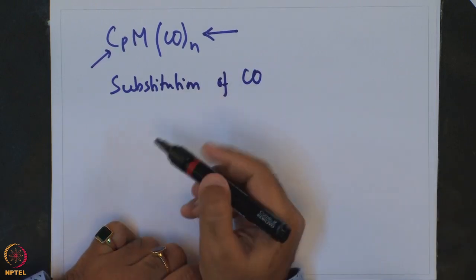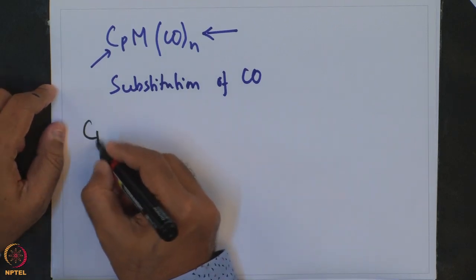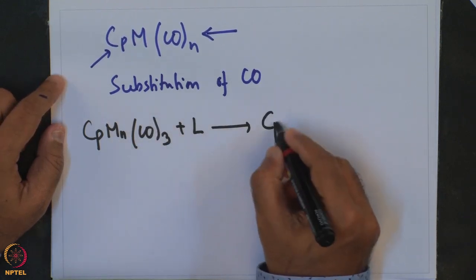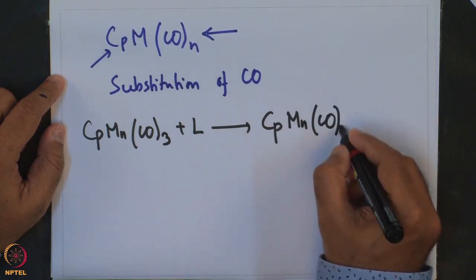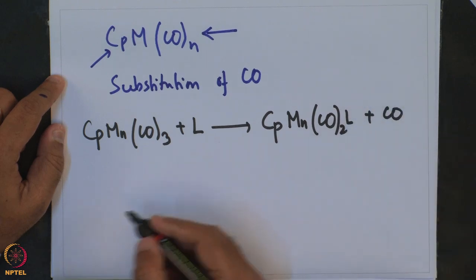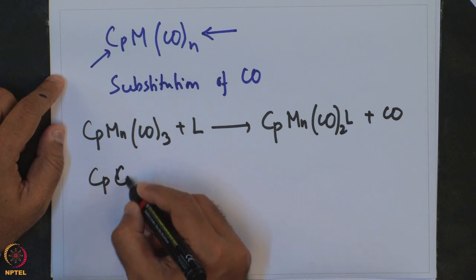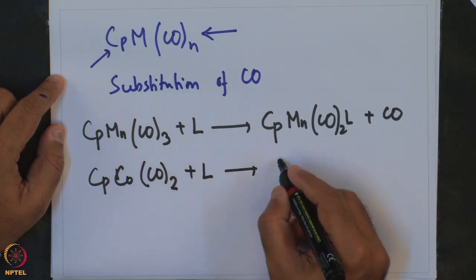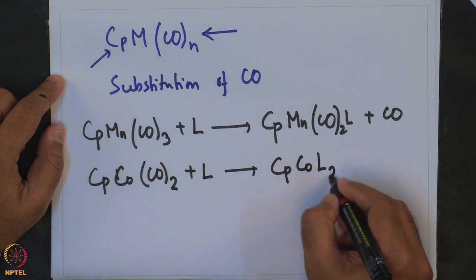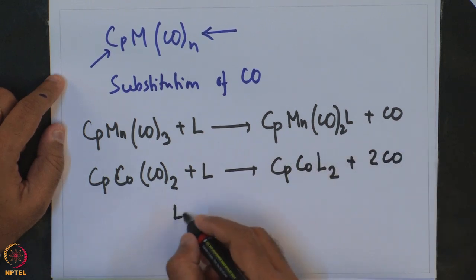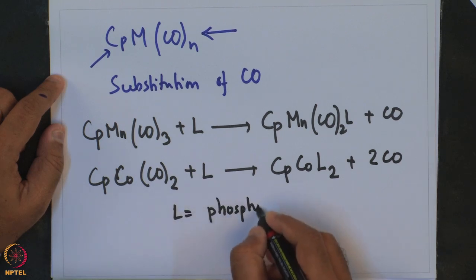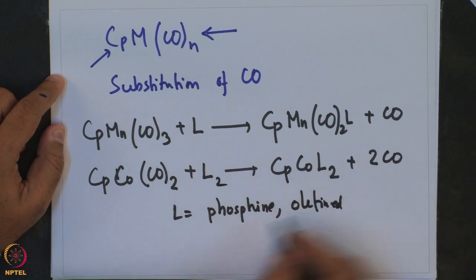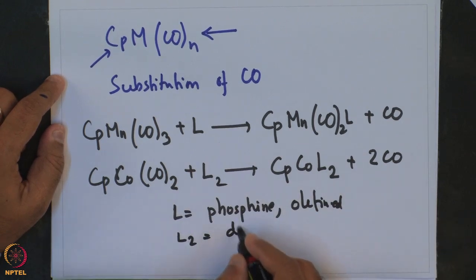This is illustrated by this example of manganese, CpMn(CO)3 reacting with L, giving CpMn(CO)2L plus CO. Similarly, CpCo(CO)2 reacting with L, giving CpCo(CO)L2 plus 2 CO. L can be phosphine, olefin, and L2 can be diolefin.